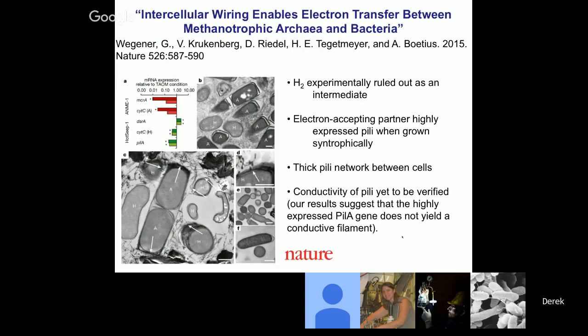So a really interesting paper then came out last fall on this thermophilic enrichment that was oxidizing methane by Wegener et al., where they were able to rule out the possibility of hydrogen as an intermediate, as interspecies electron carrier, and they saw there was really high expression of pili in this system, and you can see in these pictures from their paper the abundance of pili in the aggregates. My only question about this system is that the pili have conductivity is yet to be verified, and in fact we'll be showing you at the ISME meeting in a couple of weeks our studies on these pili suggest that they have in fact very poor conductivity. So, but further investigation is probably required.